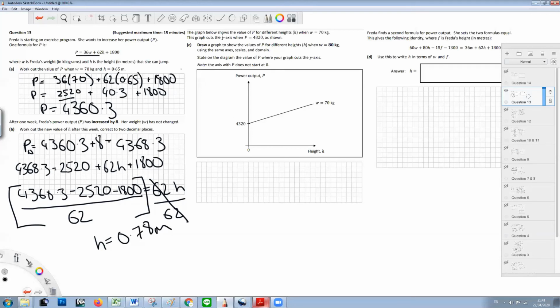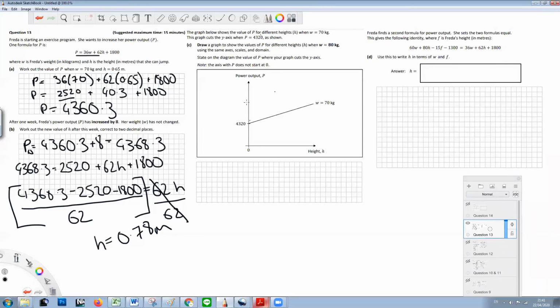Okay, the next one, the graph below shows the value of P for different heights when W is 70 kilograms. So we know that the W value is equal to 70 kilograms. The graph cuts the y-axis when P is equal to 4320. So we know that the y-axis is being cut at that value. Draw a graph to show the values of P for different heights H when W is equal to 80 kilograms using the same axis, scales, and domain. Note the axis with P does not start at 0. So it's just showing you some values that it's put in. So if her height when she jumped was 0 meters, that would be her power. As the height she jumps increases, the power is getting more and more.